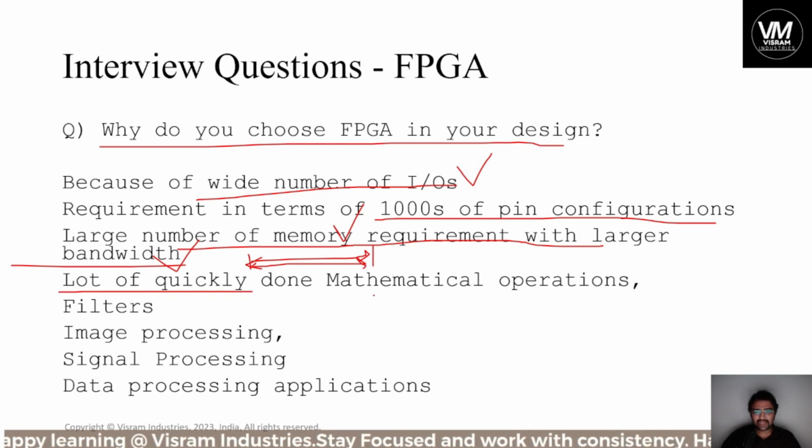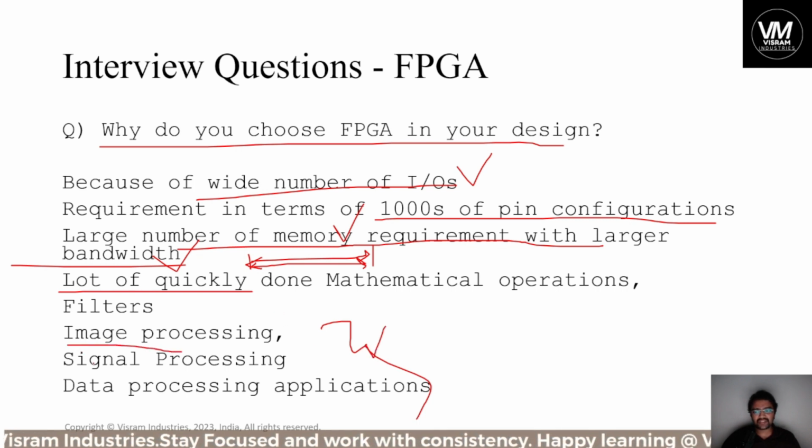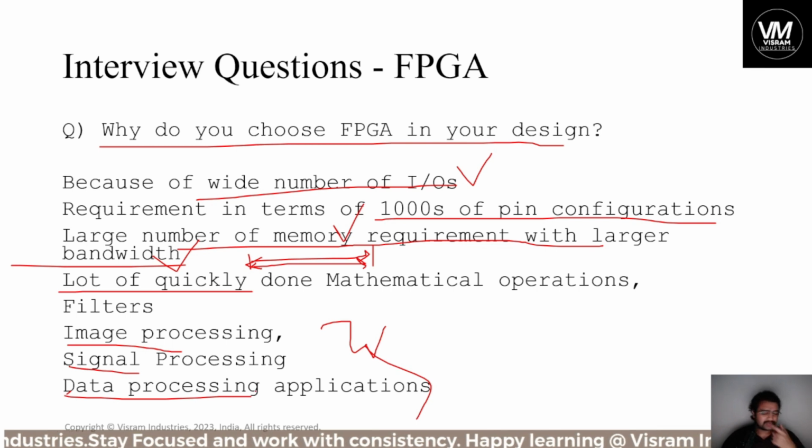And mathematical operations like filters and DSP applications are done quickly. Major DSP implementation is considered in FPGAs because, as we have seen in the previous lectures, inside FPGAs we have DSP blocks and BRAM blocks as well. DSP blocks are mostly used for mathematical operations of filter designs, and those can be operated very quickly, as fast as they can be seen in the results at the output. Some other major applications of FPGA in advanced fields are image processing, signal processing, and data processing applications. Those are the widely used applications of FPGA as well.